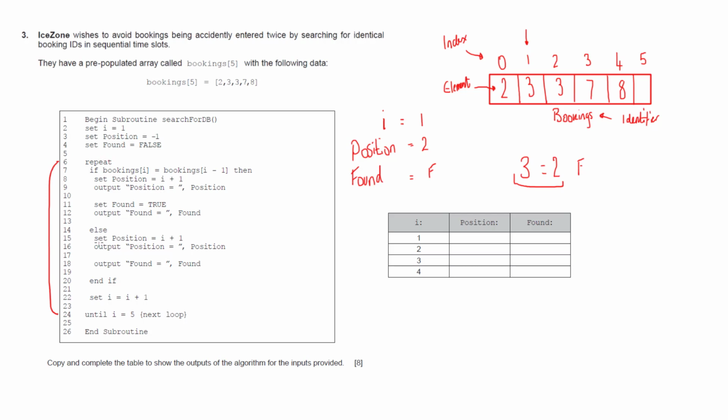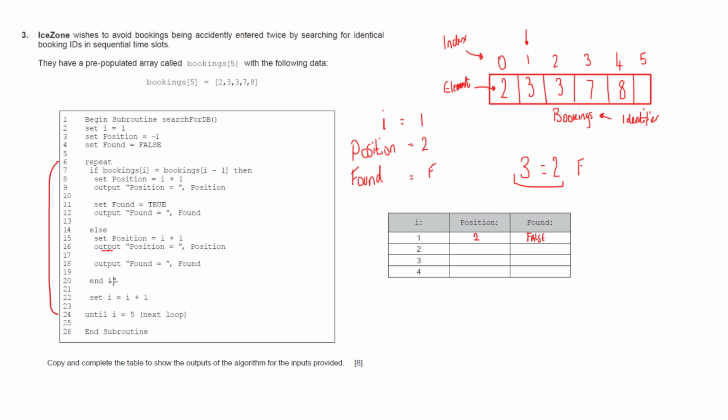Then it says output position equals position. Because it says output, this is what's going to go inside our table. So inside here, we're going to put 2 in there. And then we're going to say output found equals found. And what is found currently? Found is false. So here we're going to put false.